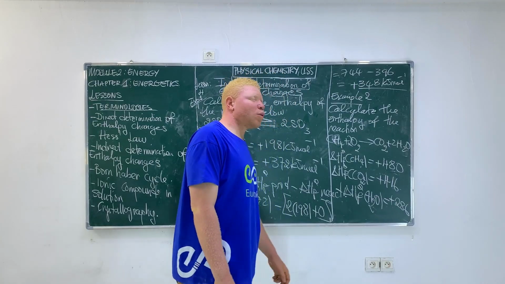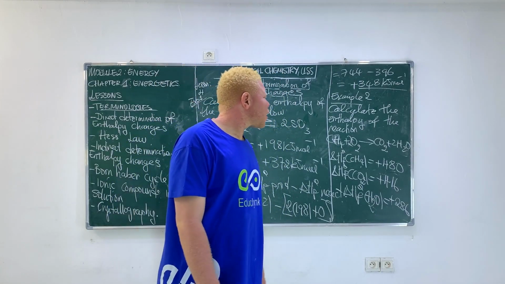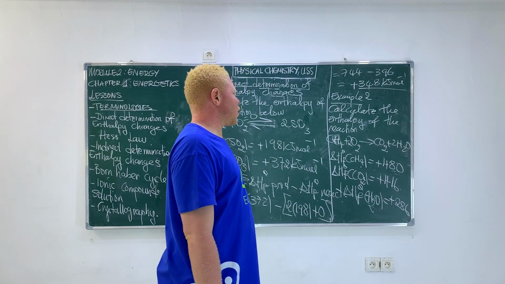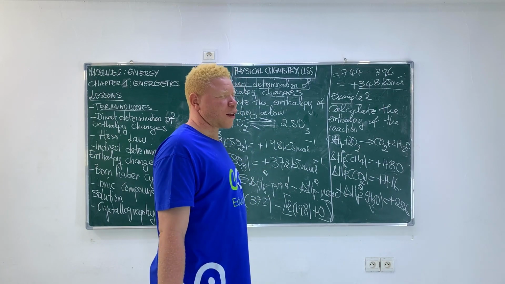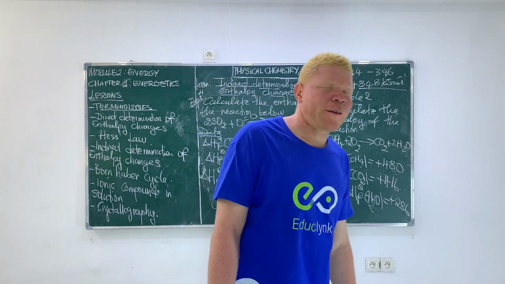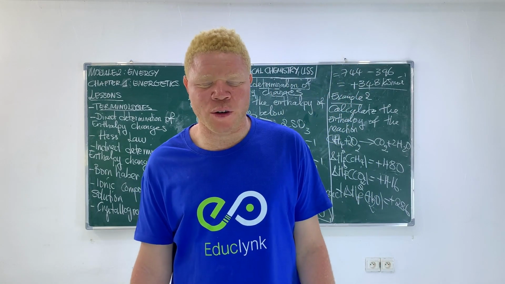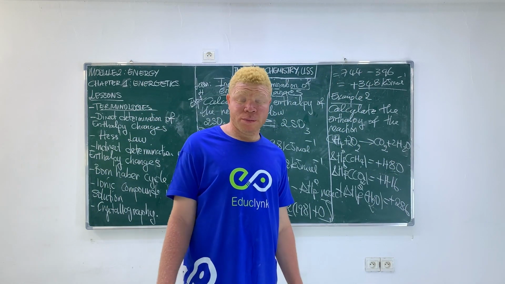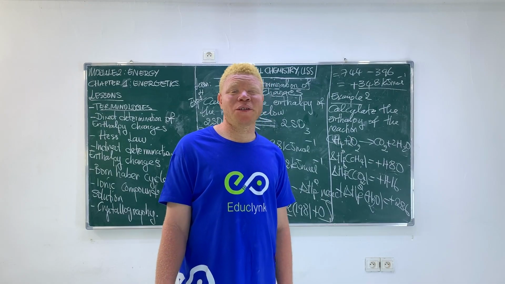All of these values are included in the table. Calculate the enthalpy of the reaction CH4 plus 2O2 giving CO2 plus 2 water. I'm not giving values for water, I'm not giving for oxygen. Does that mean that the reaction or the equation is wrong? It's not wrong. It has no problem.